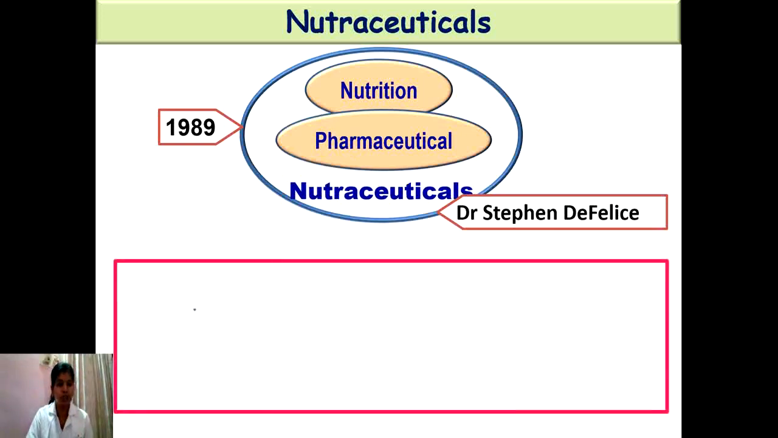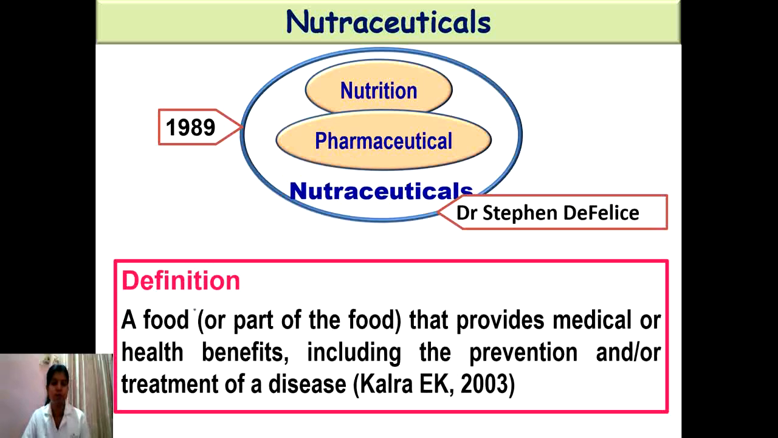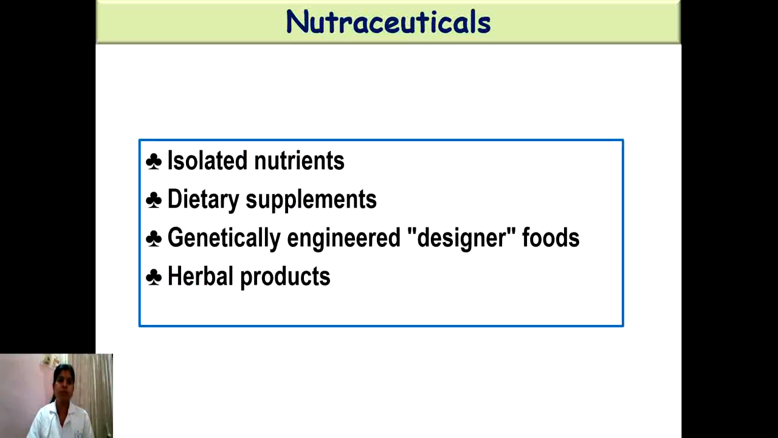Generally, a nutraceutical is defined as a food that provides medical or health benefits, including the prevention and/or treatment of disease. It can be a food or a part of food which provides some health benefits to human beings. Nutraceuticals can be isolated nutrients, dietary supplements in addition to our regular diet, or genetically engineered designer foods.